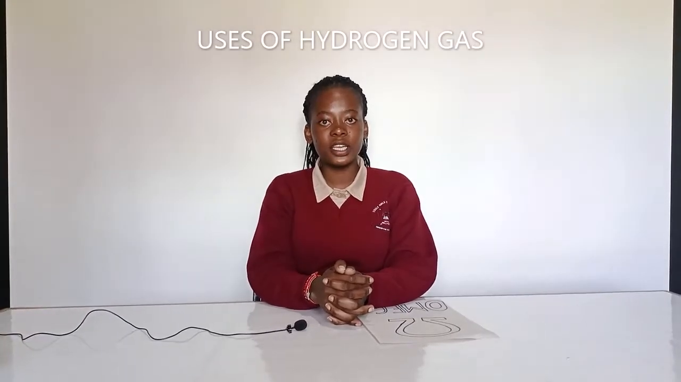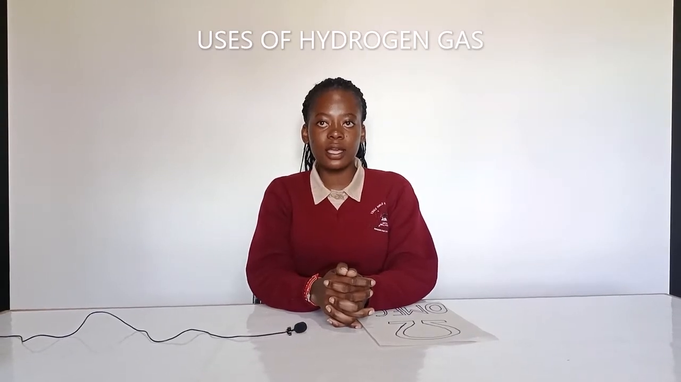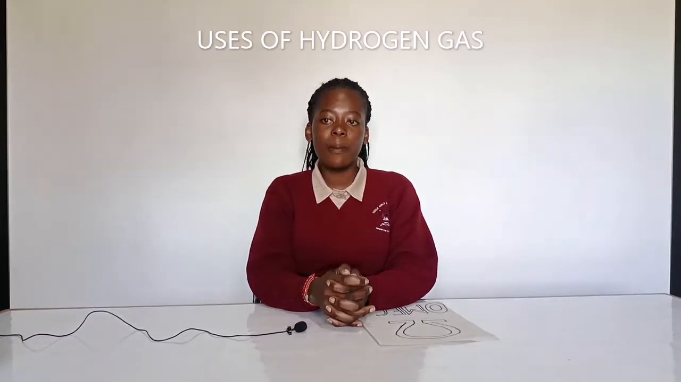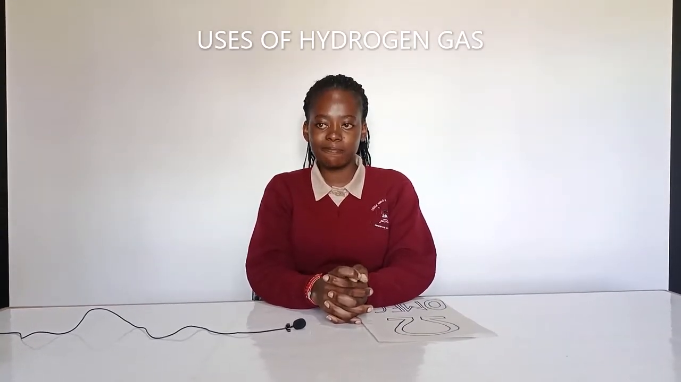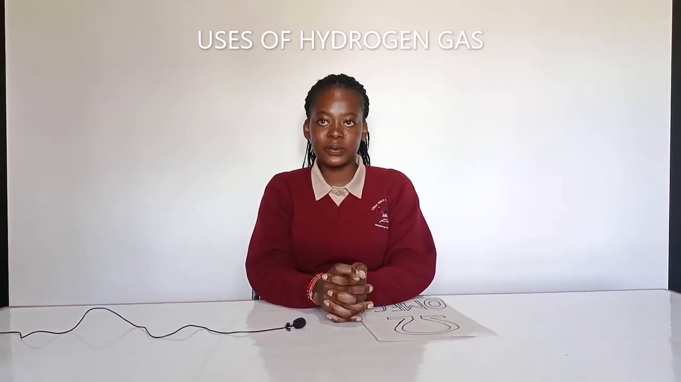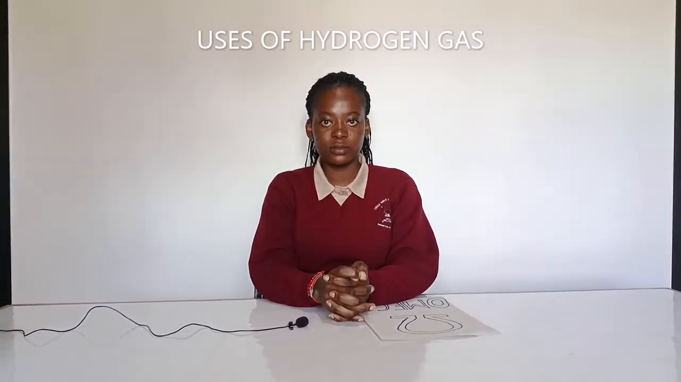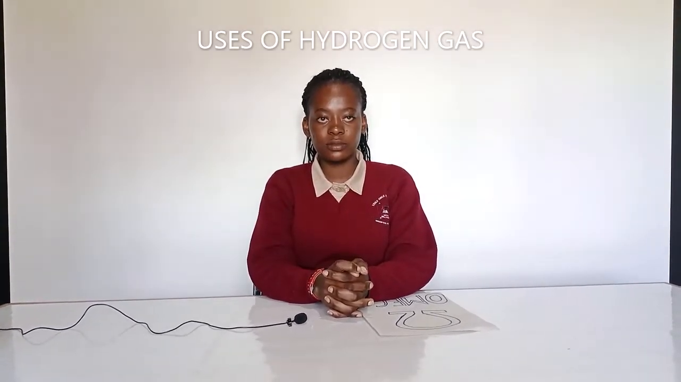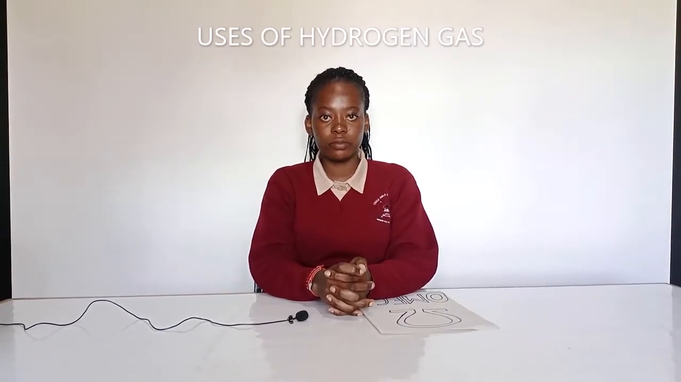2 uses of hydrogen. It is used in hardening of unsaturated hydrocarbons. Okay. And it is used in weather forecast balloons. Okay. Good. I give you 1 point. The first one, used to harden unsaturated hydrocarbons. Otherwise, you can just say it is used to harden oil to make fat. You can also talk of use in the manufacture of hydrochloric acid, among others.